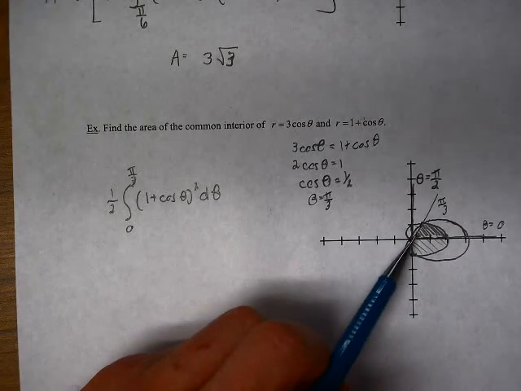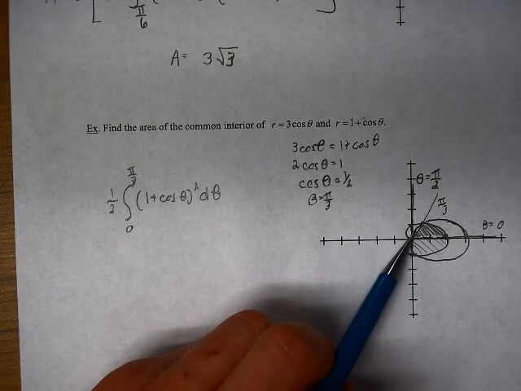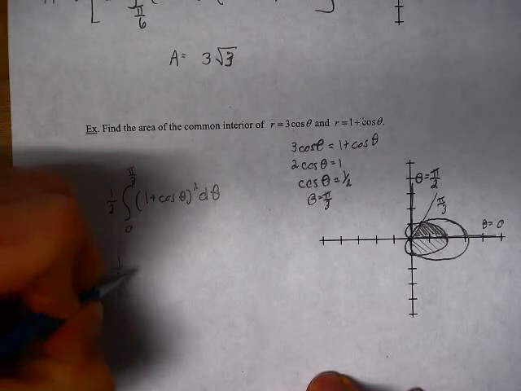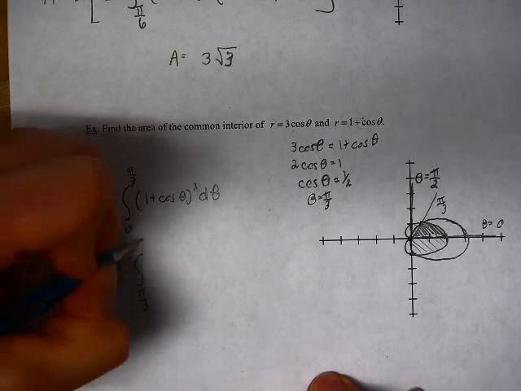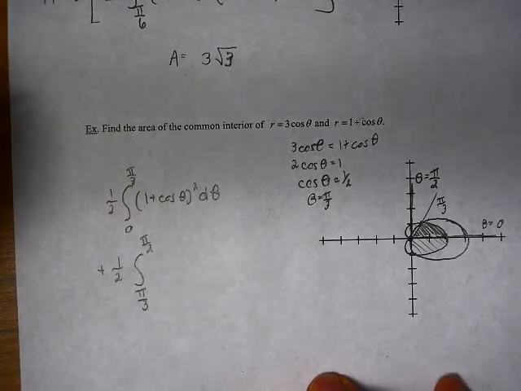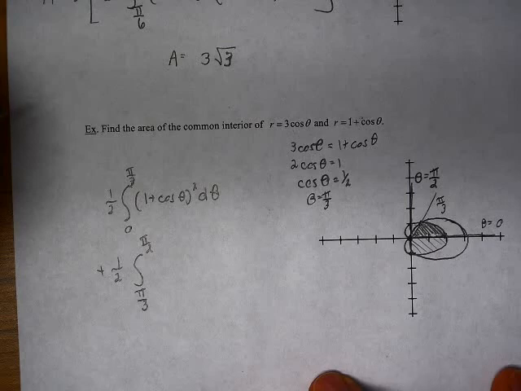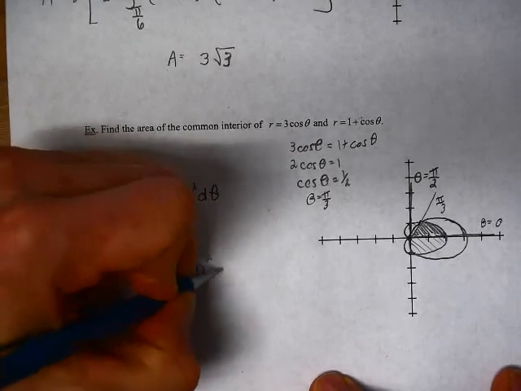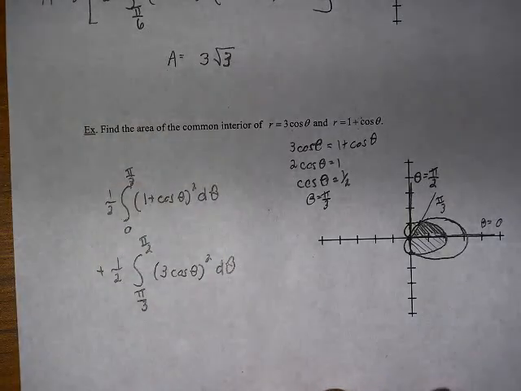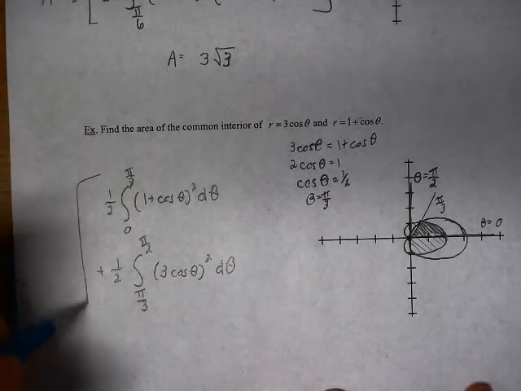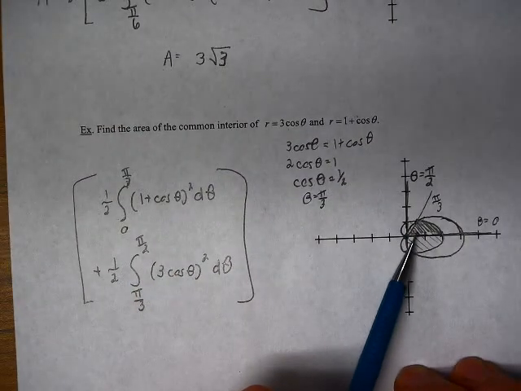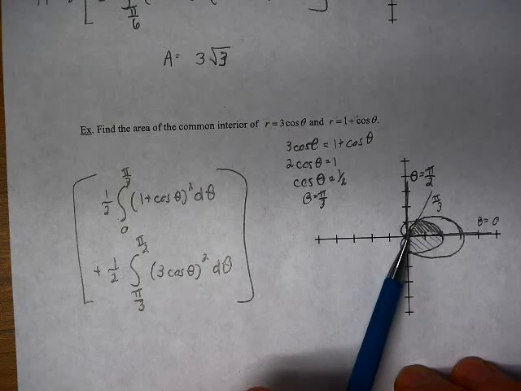But in order to account for the total common area here, I have to account for that sliver of the circle. So I also have to integrate from pi over 3 to pi over 2, this time my integrand is going to be 3 cosine theta. So I have the quantity 3 cosine theta squared d theta. And so this quantity right here is going to give me the entire top half of the common interior. So it's going to give me this shape that I shaded in here. It's going to give me the sliver of the circle there.